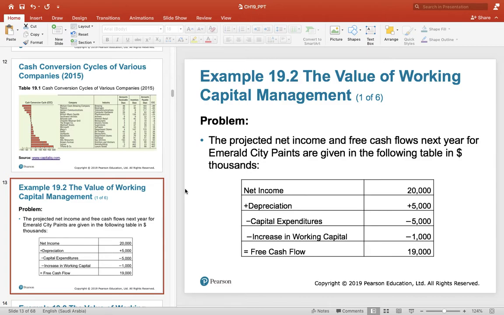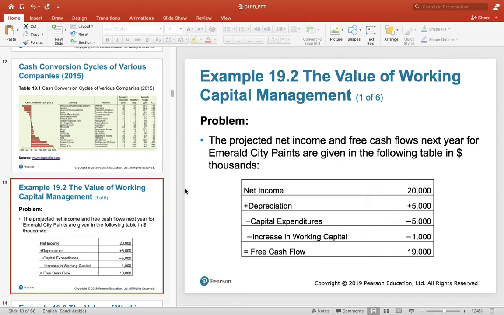Now we will see the value of working capital management. When we do a capital budgeting project, we get the net income, then we make three adjustments. We add back the depreciation, we deduct the capital expenditure, and we deduct the increase in net working capital to get the free cash flow. For a company, Emerald City Paints, the free cash flow is given as 19,000. All these amounts are in thousands. So net income is 20 million, depreciation of 5 million is added, capital expenditure of 5 million is deducted, and the increase in net working capital is 1 million. So total free cash flow is 19 million.